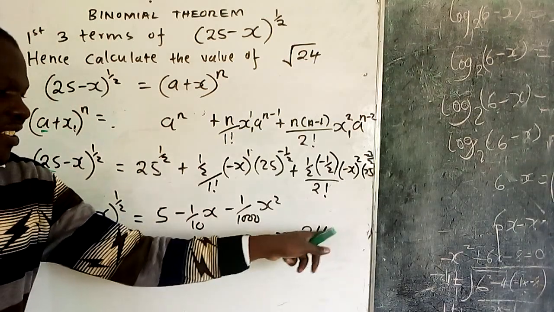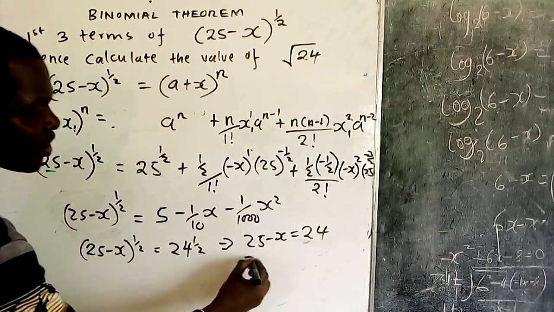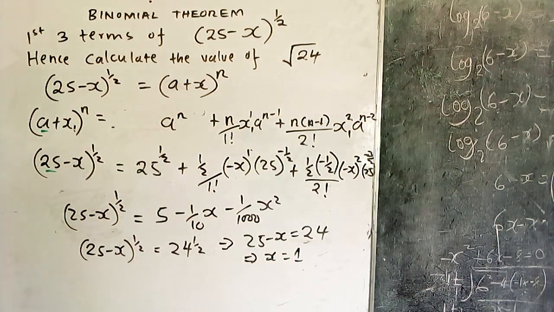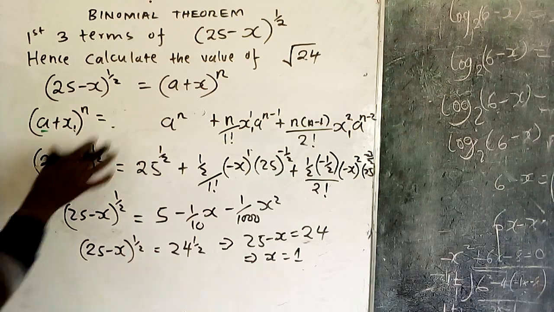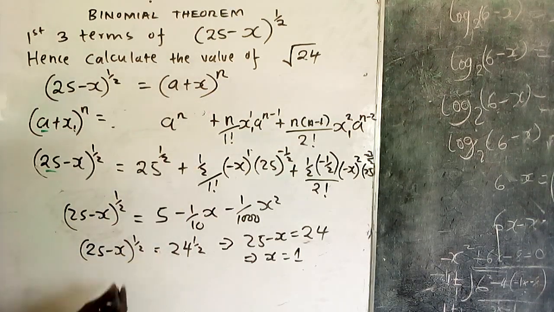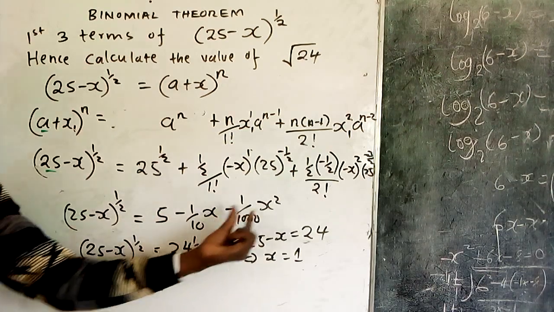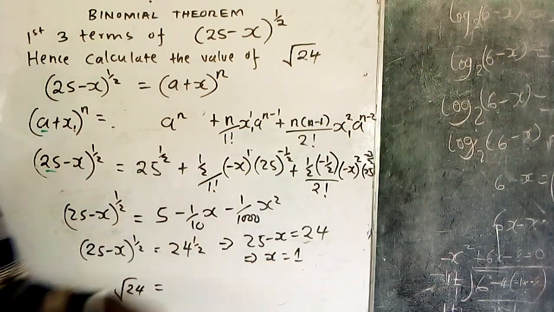So if you take x the other side of the equation, you bring 24 this side of the equation, you will get x to be equal to what? To be equal to 1. Meaning, for this equation to be equal to 24 raised to power half, the square root of 24, it means where there is x, you put 1. Where there is x, you put 1.